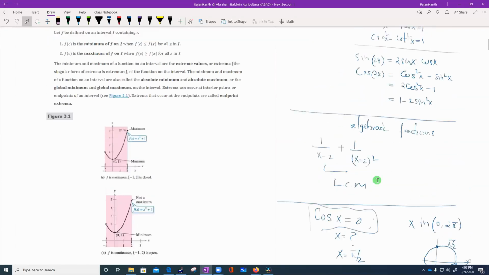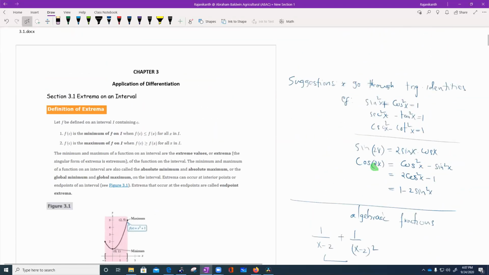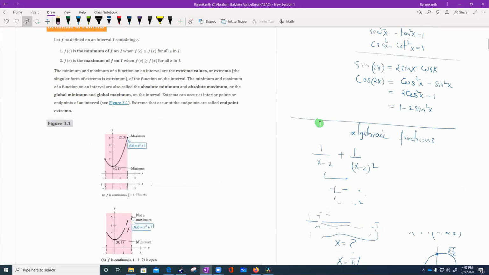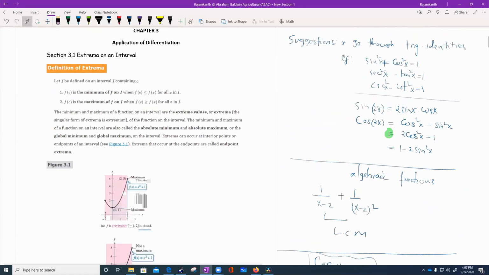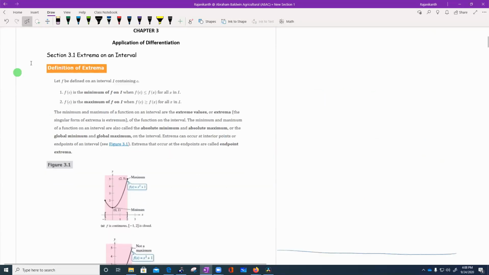So these are the basic things we should know well at this point. That makes sense? If you are not comfortable with this, my strong recommendation is to go back and do all your pre-calc trig and algebra. Study everything and make sure that you understand all the simplifications. Okay. And today, we are going over 3.1 and 3.2.